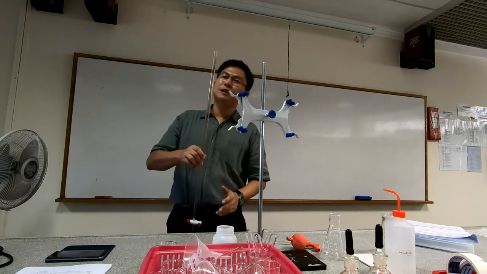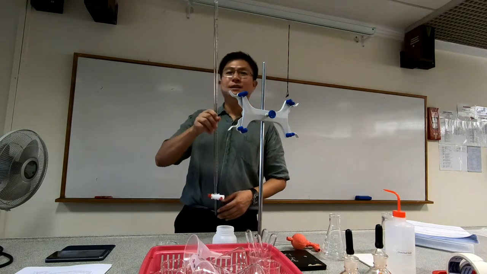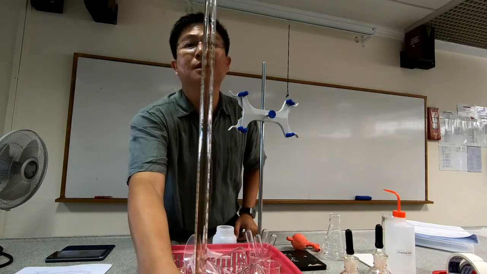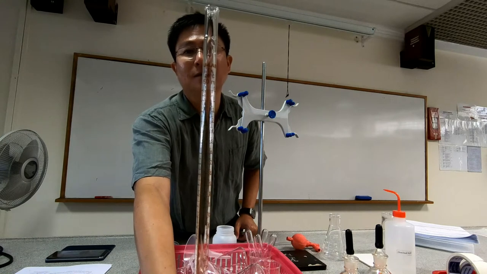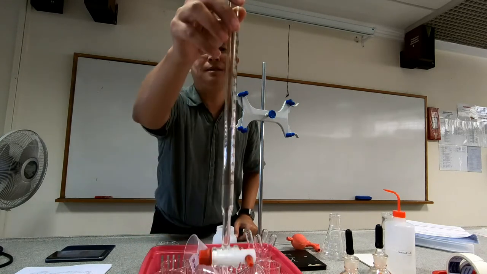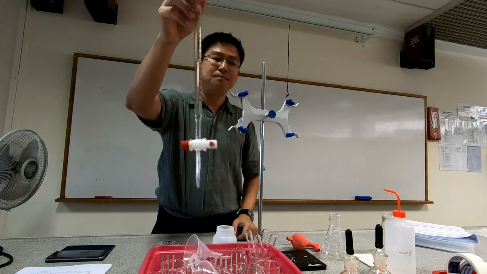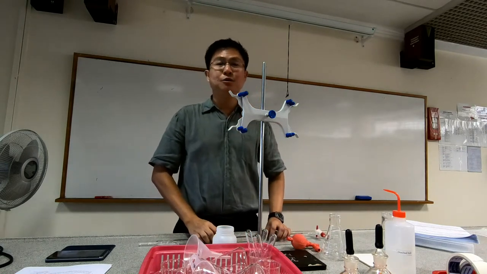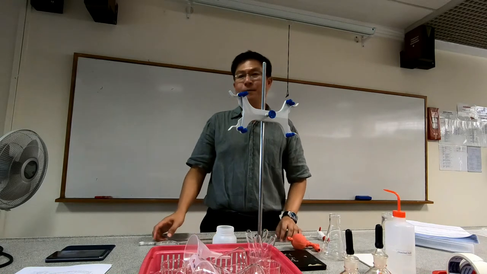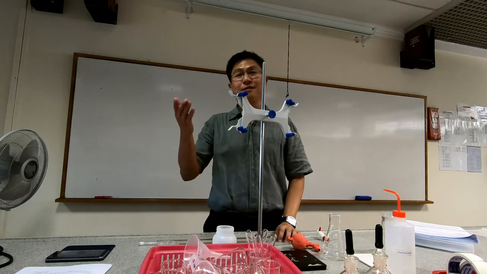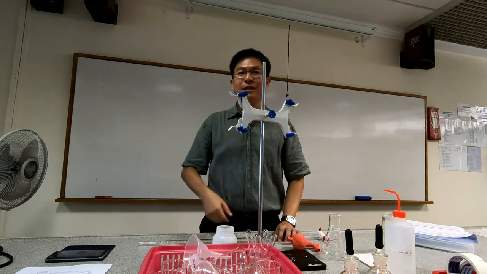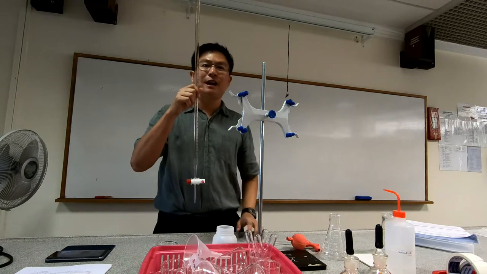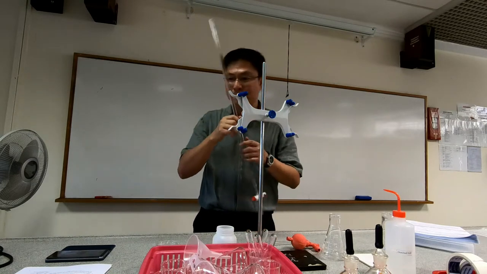Now, what's very interesting about your burette is the way the numbers are given. If you look closely at your burette, you will see it starts from 0 at the top and 50 at the bottom. This is quite unusual for the apparatus that I use to measure volume. For example, your measuring cylinder starts at 0 at the bottom and goes to 50 at the top. This is because this burette is specially designed for your titration experiment.